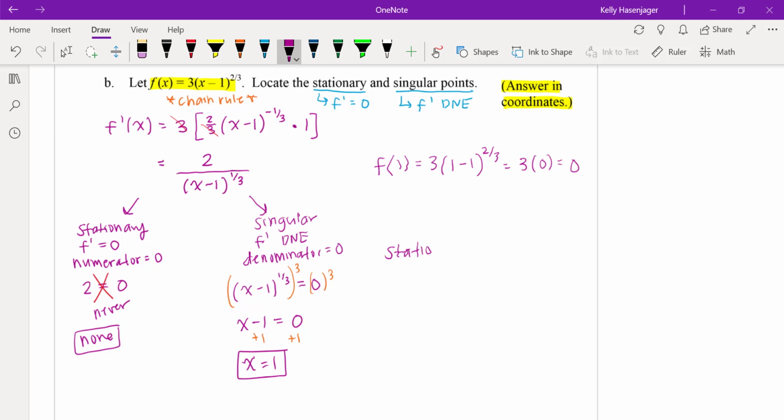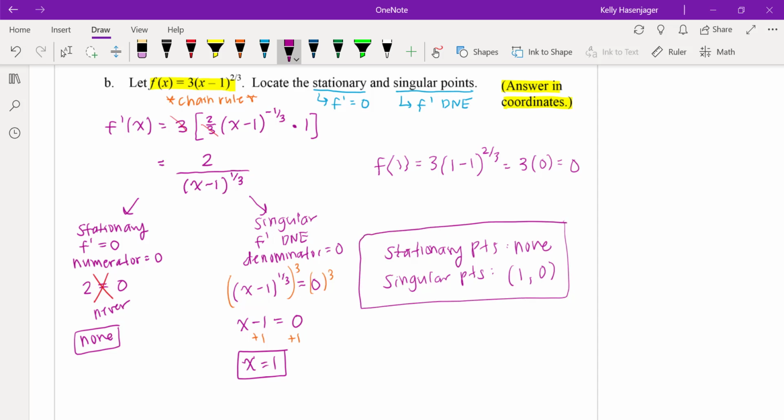To summarize our answers, we already found that there's no stationary points. And for our singular point, the x value was 1, and the y value is 0. So that gives us the point (1, 0). So we just found all of that by using the equation. Let's head over to the graph to see a visual representation of what we did.